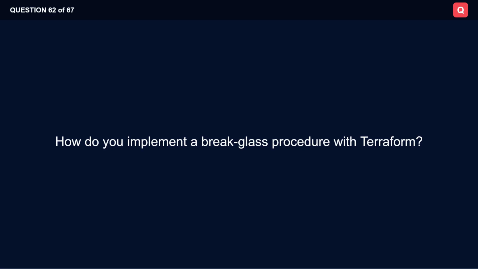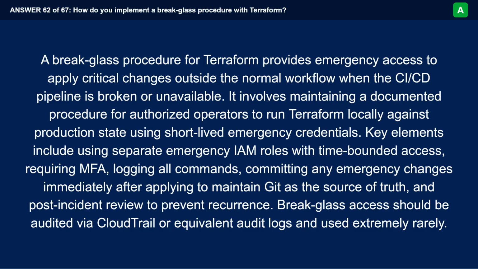How do you implement a break glass procedure with Terraform? A break glass procedure for Terraform provides emergency access to apply critical changes outside the normal workflow when the CI/CD pipeline is broken or unavailable. It involves maintaining a documented procedure for authorized operators to run Terraform locally against production state using short-lived emergency credentials.